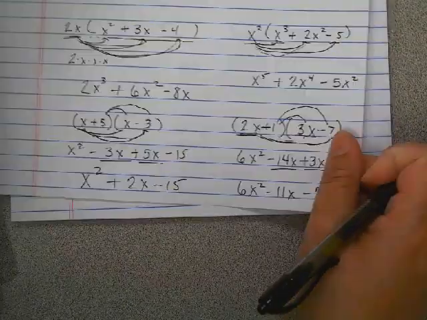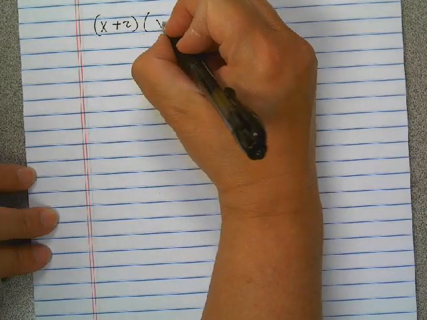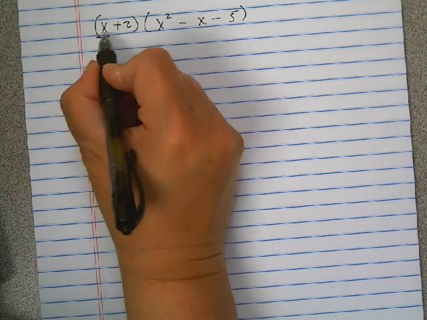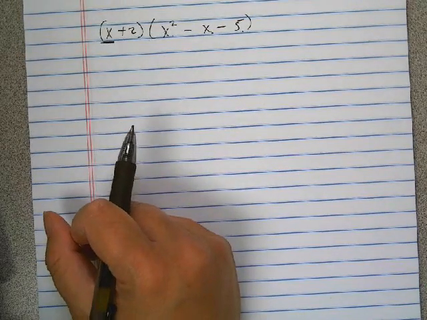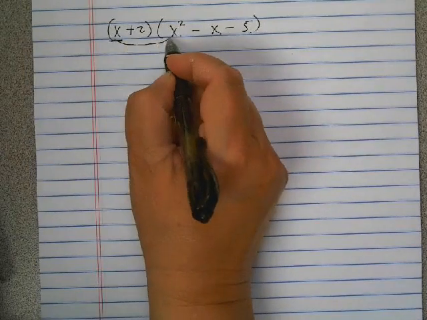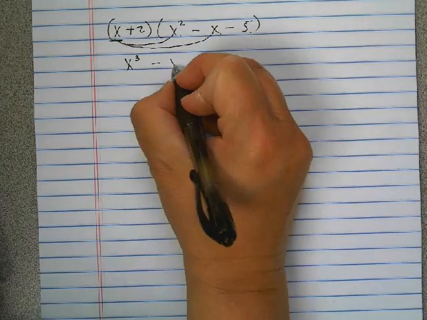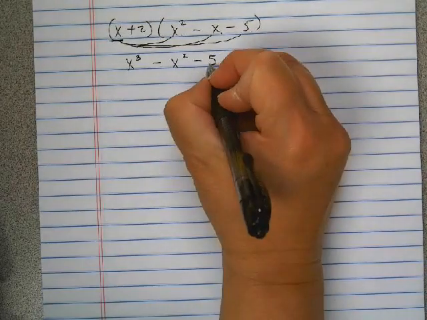What if we have a binomial times a trinomial? Well, this time I'm still double distributing. I have to take this times everything and then this times everything. I do this a little bit different than other people because I like to go ahead and line up my like terms as I go. So I'm going to do x times x squared, that's x to the third. X times negative x is minus x squared. X times negative 5 is minus 5x.